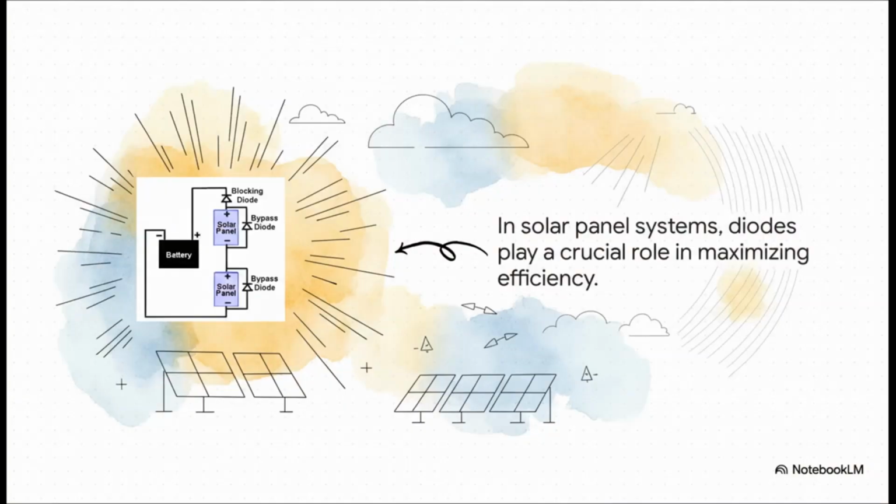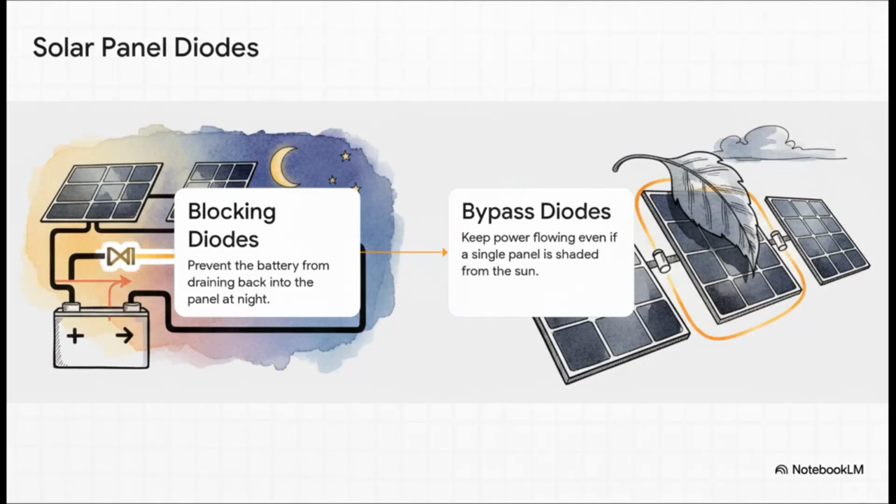Diodes are also absolutely critical for things like renewable energy, especially in solar panel systems. They have a couple of really clever jobs to do to make sure you're getting every last drop of power out of the sun. Okay, so first you have what's called a blocking diode. Think about it. At night, you don't want your batteries to drain their power back into the solar panel, right? This diode acts as a one-way gate to stop that from happening.